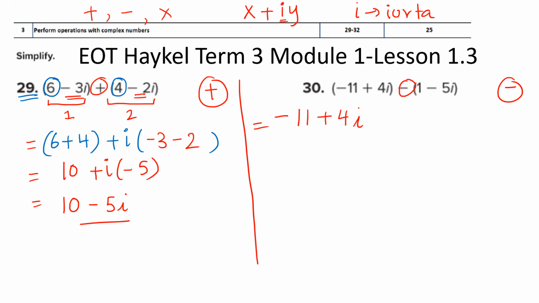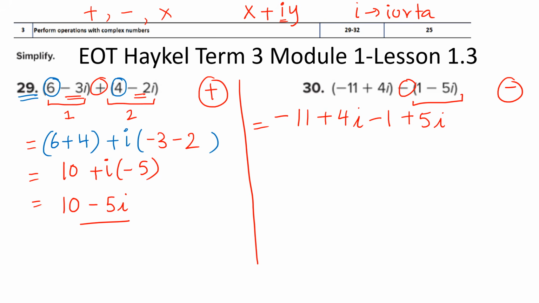However, for the second complex number, if you see, there is a negative sign outside followed by brackets. So when we open the bracket, the negative sign changes, and inside 1 had positive, so it became minus 1, and here it was negative 5i, so it became plus 5i. So that's what we get after we open the brackets.